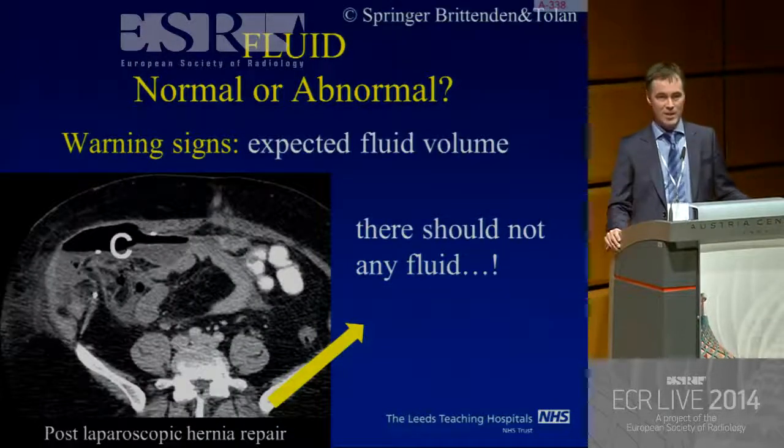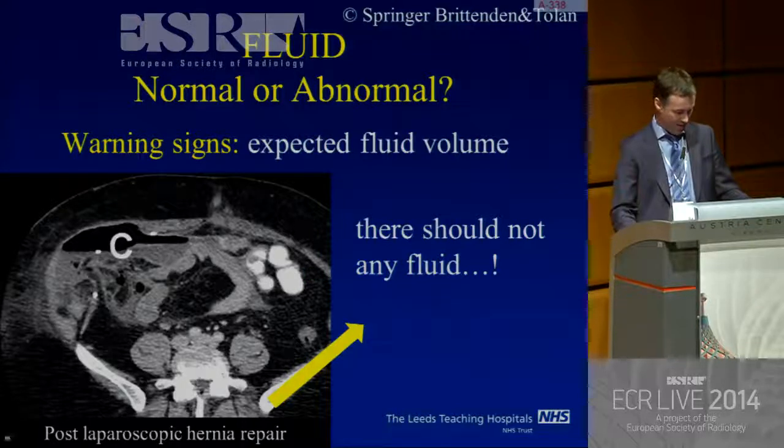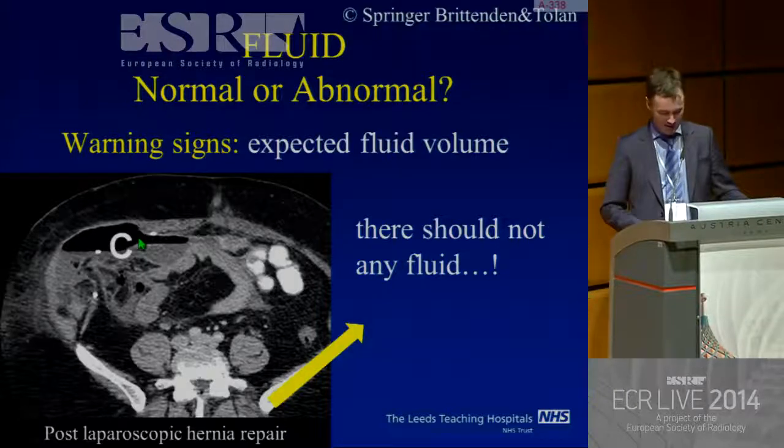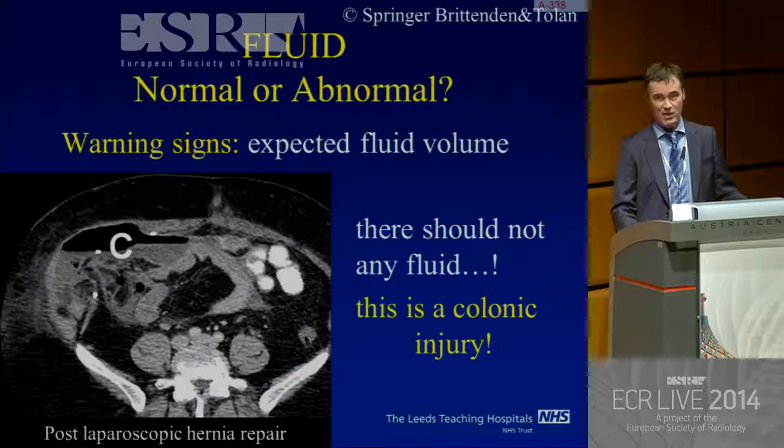There are some warning signs, though. Think about whether or not you expect to see any fluid at all. So here we've got a patient who's had a laparoscopic hernia repair. There should not be any fluid in the abdomen in this kind of patient. We can see the rivets to keep the mesh in place, and we've got this abnormal fluid around. Okay, there should not be fluid. This is a patient that had a colonic injury that wasn't detected at the time of surgery.